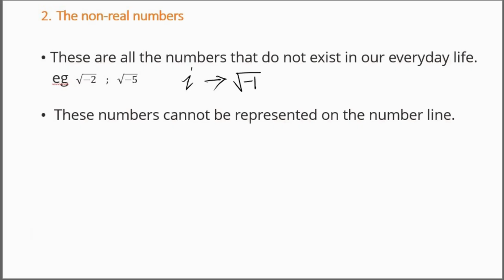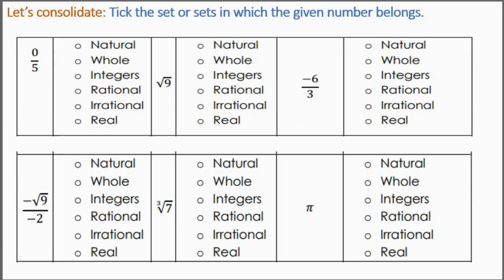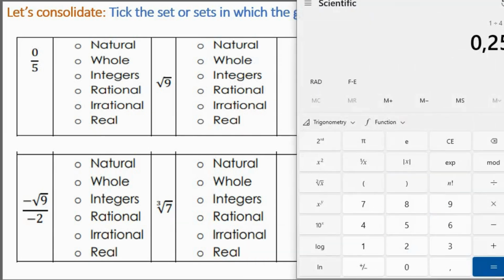So let's move on to consolidate what we have learned so far. The instruction goes, tick the set or sets in which the given number belongs. Like if we take 0 divided by 5, we cannot tell what this fraction is until we punch it on the calculator. We can cancel this one.